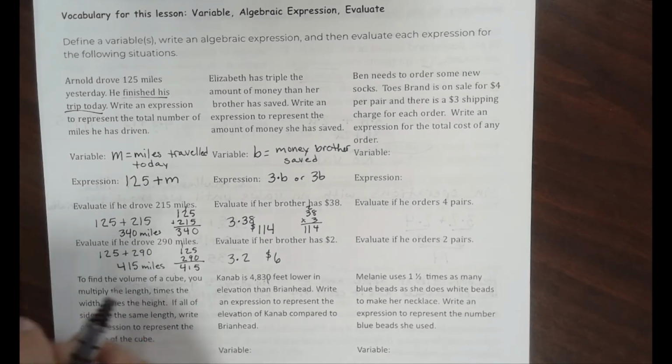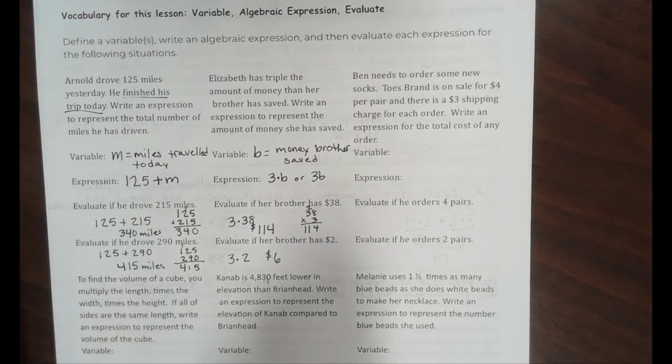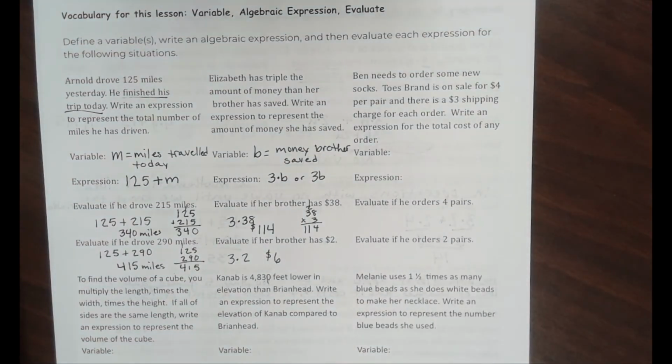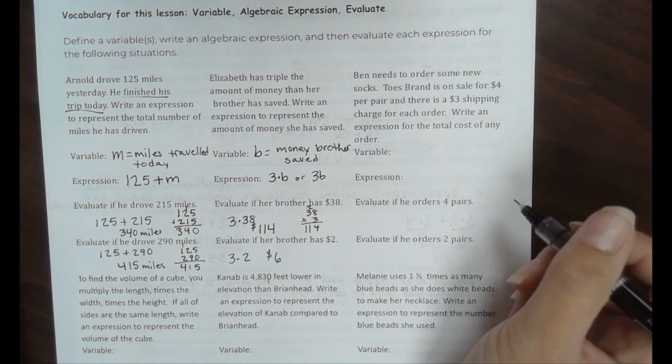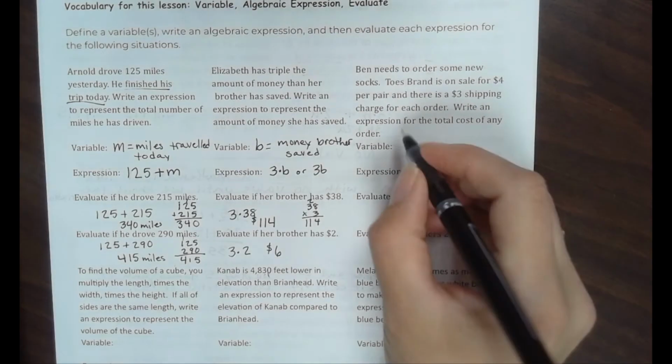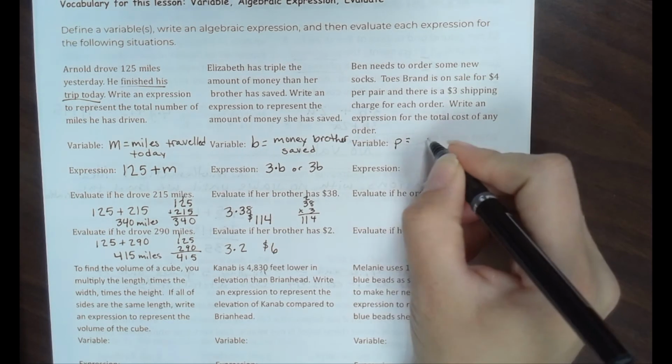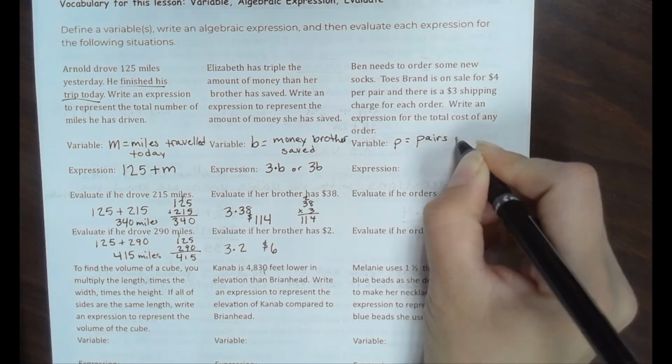Next problem says, Ben needs to order some new socks. Toes brand is on sale for $4 per pair, and then there's a $3 shipping charge for each order. Write an expression for the total cost of any order. Well, what can change, or what is it we don't know here? We don't know how many pairs of socks he's going to order, so I'm going to write P for pairs of socks. So defining the variable, P represents pairs of socks.